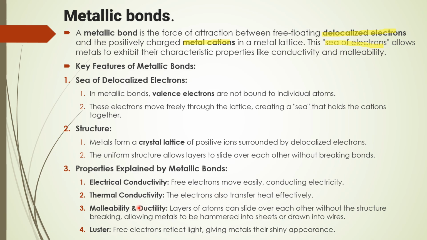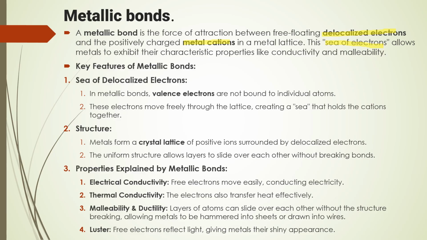A feature they have is a sea of delocalized electrons, meaning in a metallic bond, valence electrons are not bound to individual atoms. So the valence electrons are given to the sea of electrons, and the structure is usually a crystal lattice. Properties: they are good conductors of heat and electricity because they have free electrons, and they are also good thermal conductors. They are malleable, ductile, and have luster. The free electrons reflect light, giving metals their shiny appearance.